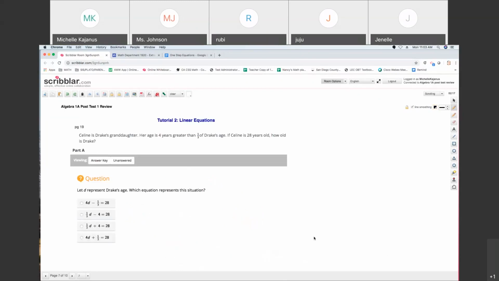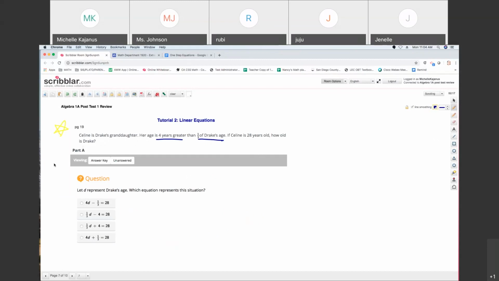This one, number 19, I'm going to put a star here. Very important and very similar to something that you will see on the post test. Okay, so let's break it down. Celine is Drake's daughter. Her age is 4 years greater than 1/3 of Drake's age. If Celine is 28 years old, how old is Drake?